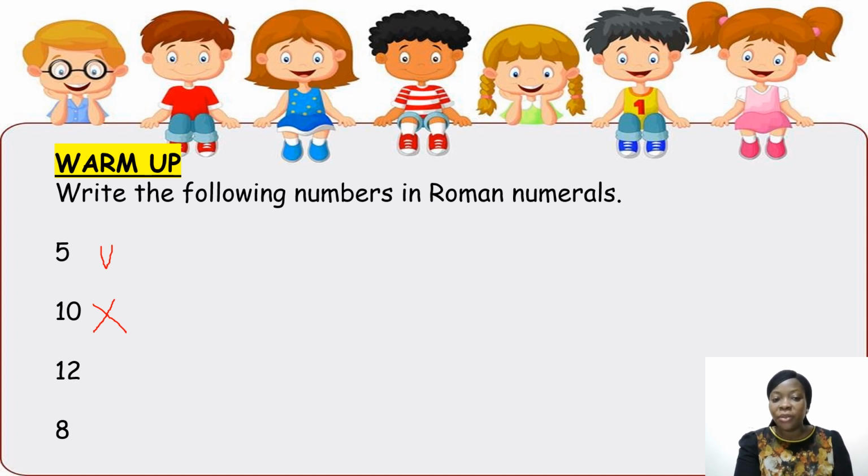What is 12 in Roman numeral? That is X, I. Did you write that? Give yourself a big thumbs up. And what is 8 in Roman numeral? That is V, I. If you got it all correctly, give yourself a big thumbs up. And let's learn the rules to make sure we always get this correctly.